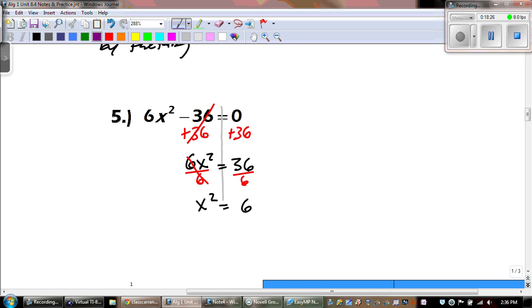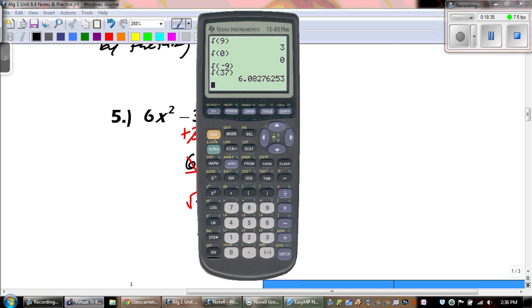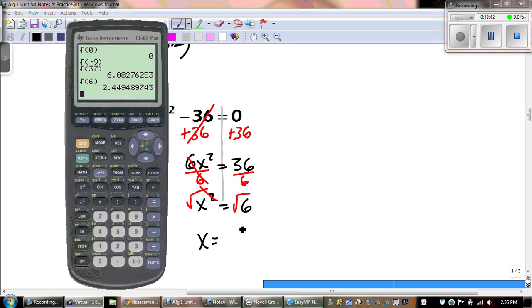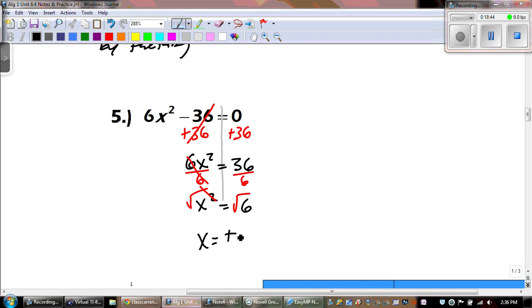And then the next step, I take the square root. Okay? So the square root of 6 is 2.449. So it's going to be plus or minus 2.449. Once again, 5 or more, raise the score. 4 or less, let it rest. We're rounding. It's going to be plus or minus 2.45.